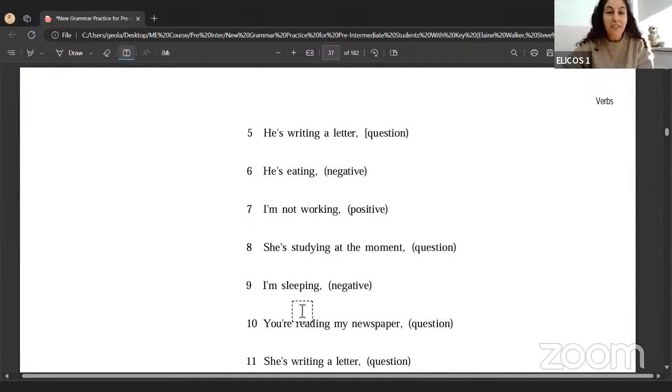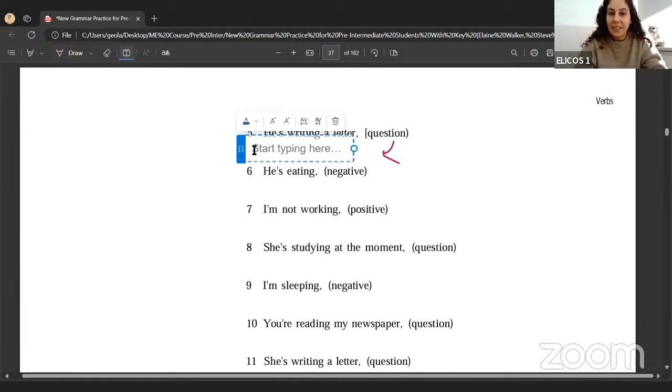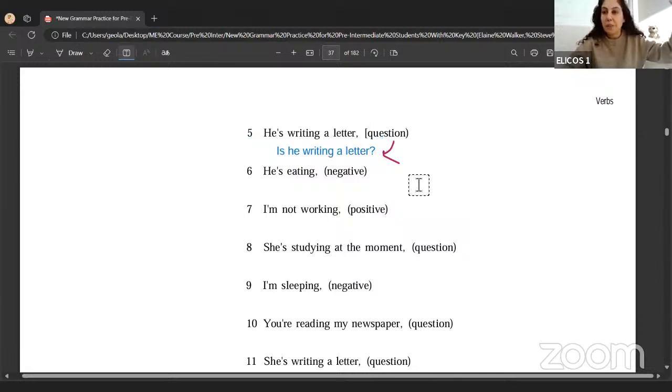Okay, Sarah, number 5, he's writing a letter. We need to make it a question. Is he writing a letter? Perfect. And because it's a question, right now, where is he? Maybe I'm talking about Tom. Where is he? Is he writing a letter? Is he studying? Is he playing football? Like, what is he doing? Number 6, he's eating. How do we make it a negative?